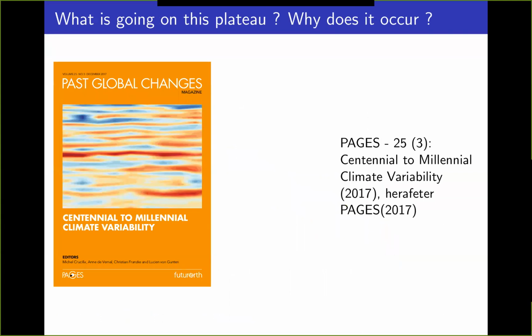So I told you about the CVAS centennial variability across scale group. There was also a special issue published in PastGlobalChanges, which I was happy to lead with Anne de Vernal and Christian Franzke and Lucien von Günten at Pages. And we asked a couple of colleagues to express a little bit their views about centennial to millennial variability. And in the meantime, I spent some time in the past few weeks really browsing the literature, looking at what are the recent records. And one picture that emerges is that centennial variability is very hard to document.